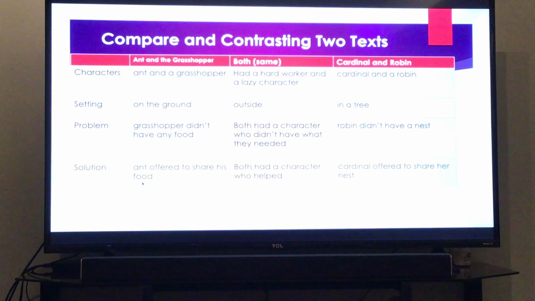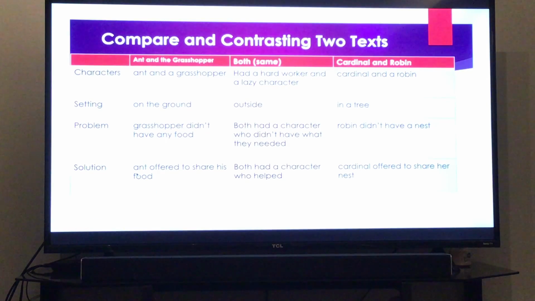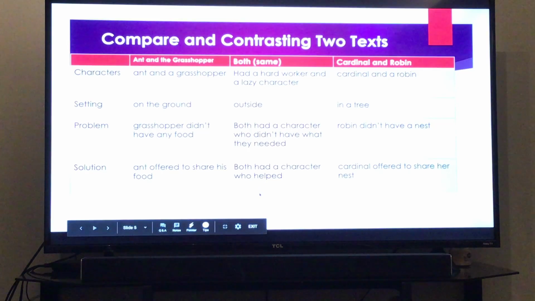Let's talk about solution. How was that problem solved? In Ant and the Grasshopper, Ant offered to share his food with Grasshopper. In Cardinal and Robin, Cardinal offered to share her nest. This is how they are different. It was Ant sharing food in Ant and the Grasshopper, and Cardinal sharing her nest with Robin in Cardinal and Robin. What they had both the same is both had a character who helped.